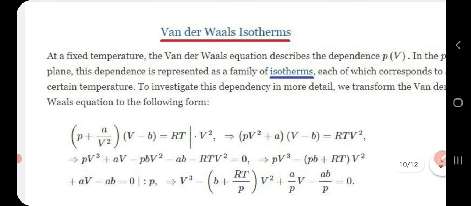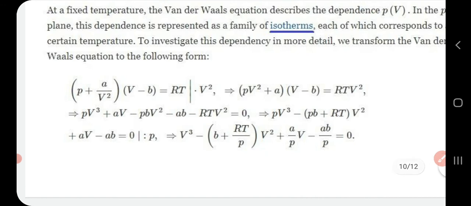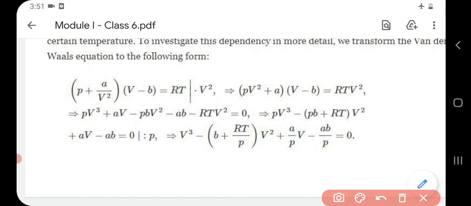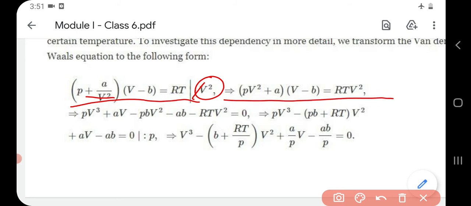In order to understand their dependency, we have to consider our usual van der Waals equation, that is (P + a/V²)(V − b) = RT. In here you are considering a V square also. Rearranging, (PV² + a)(V − b) = RTV². This is rewritten, and you are just opening the brackets and expanding, so you will get it like this.